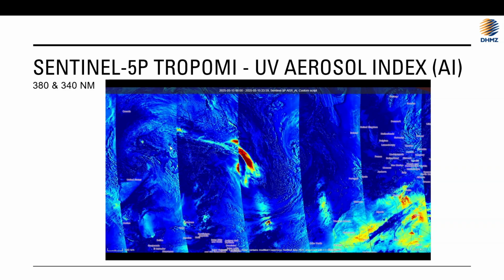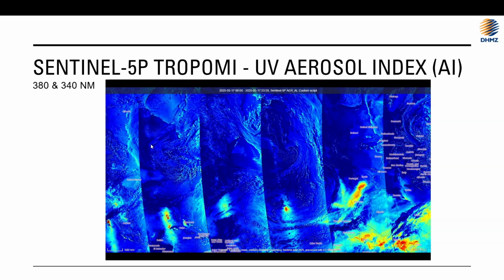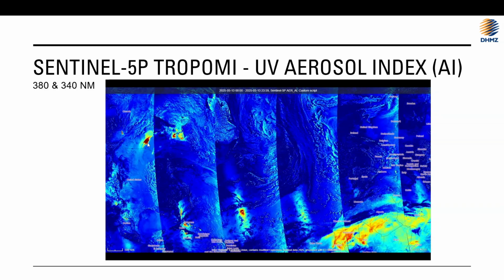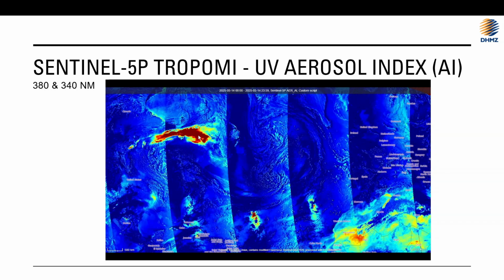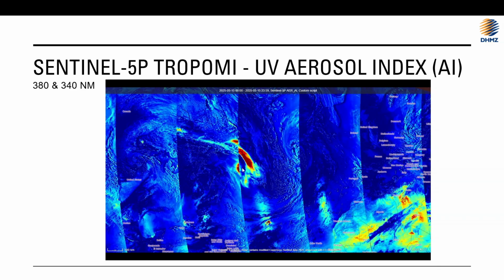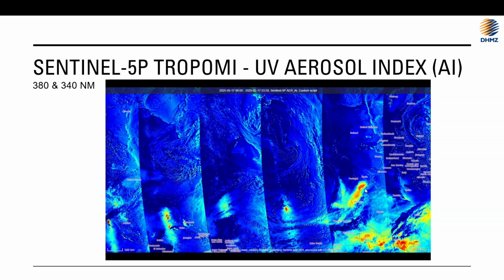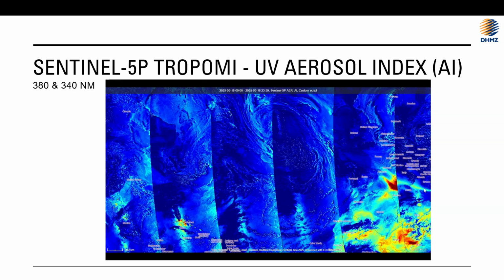And here on this animation, you can see that the fires started here in Manitoba, right here, and then it travels onwards across the Atlantic to the south and then up to the Mediterranean area.